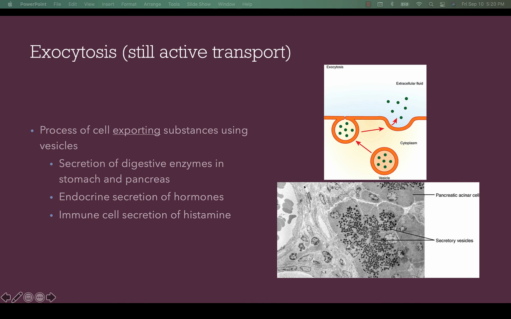We also see it in endocrine cells that secrete hormones that travel in the bloodstream to elicit effects in other places of the body. And we see it in immune cells that secrete histamine to aid in immune responses, such as when we get bit by a mosquito. All right.